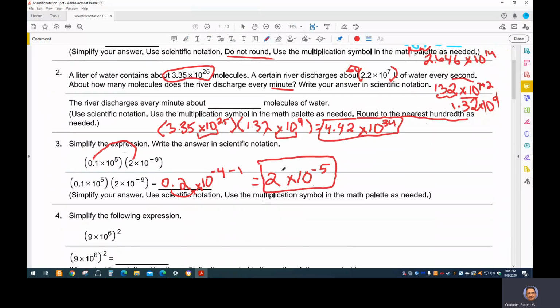Okay. So basically this number here, we'd have to go 1, 2, 3, 4, 5. So it's 0.00002. We don't want to deal with that. That's why we have scientific notation. We are sitting here basically being able to rewrite this big, big, long decimal into something that's easier to work with.